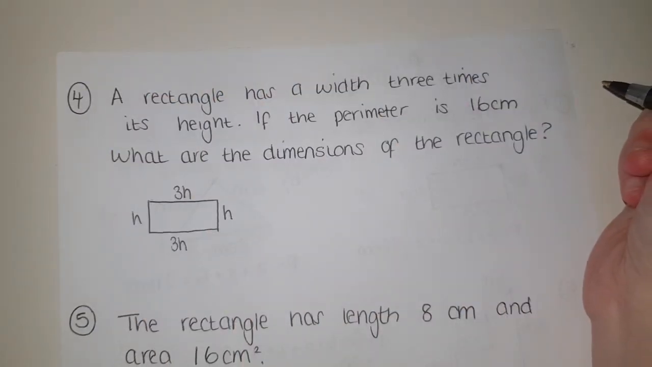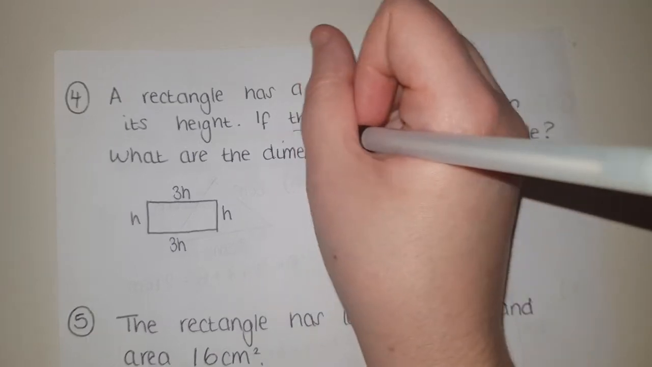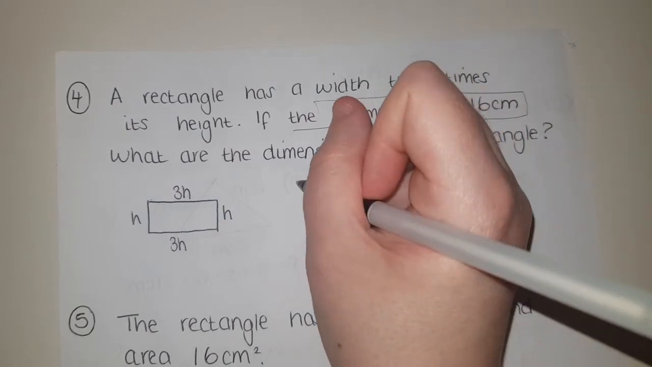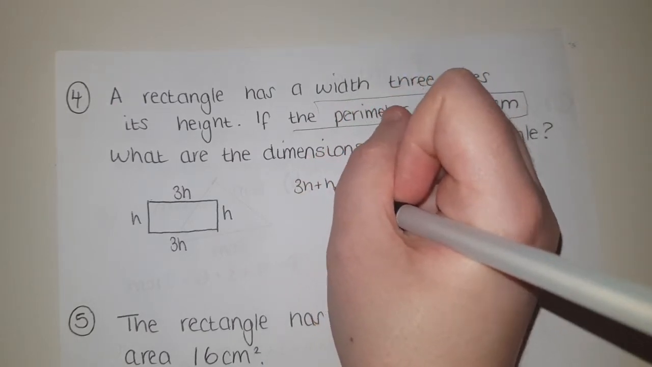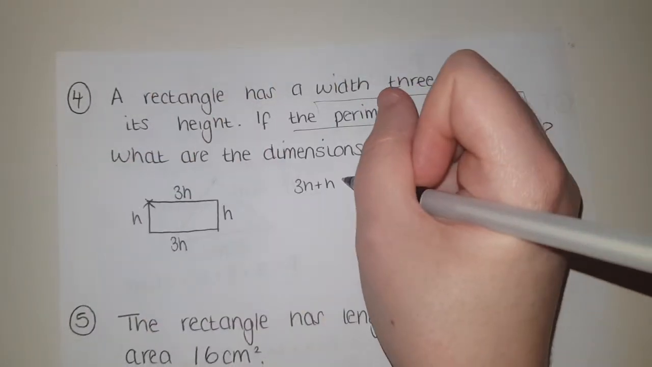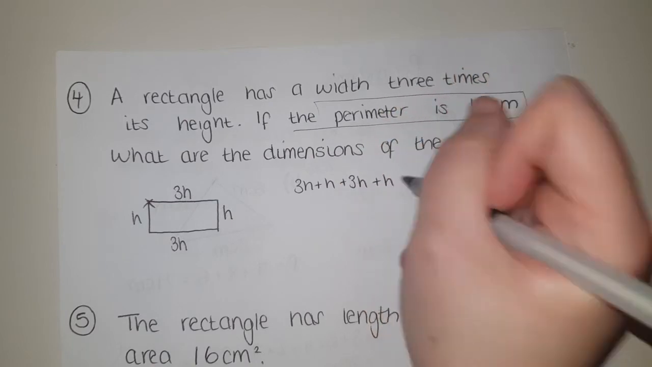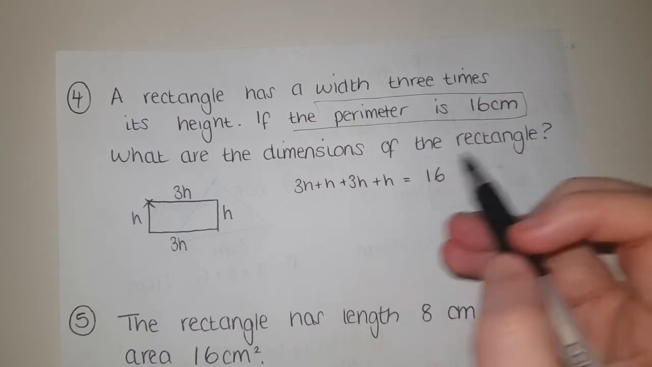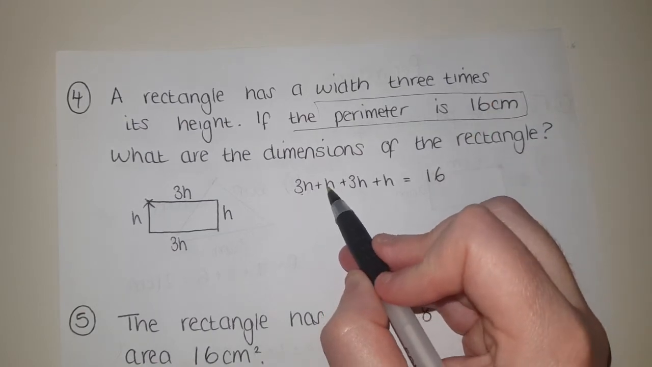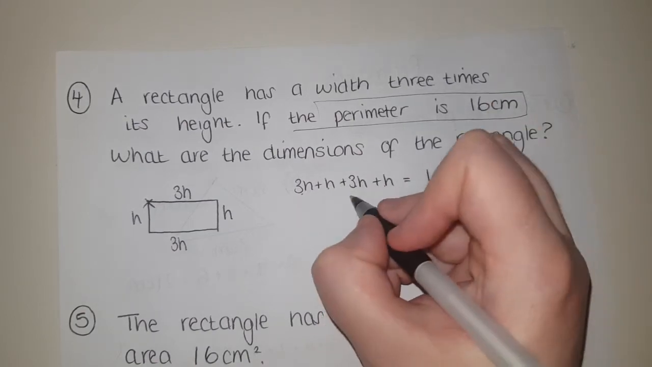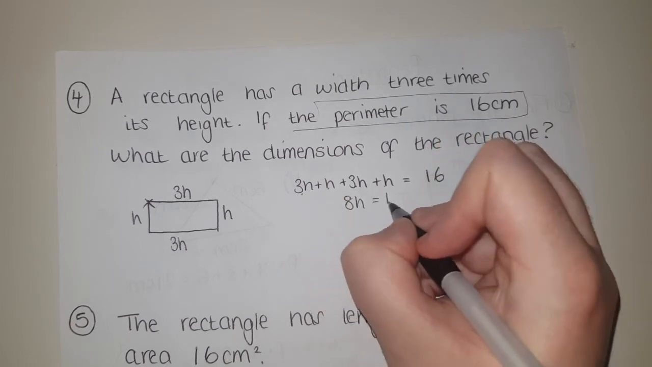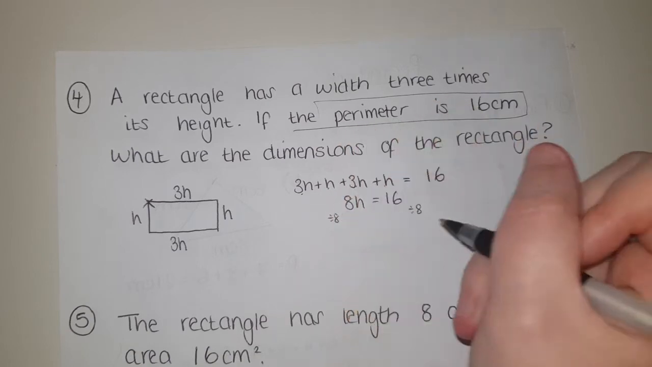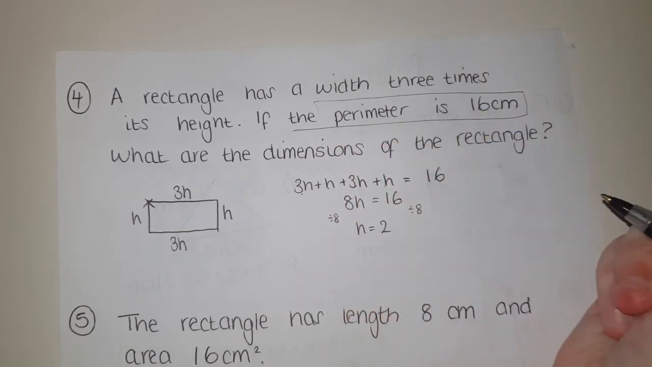Okay, we know the full perimeter is 16 centimeters. So if I do 3h, add h, again I've started from this corner, add 3h, add h, I know if I add them all up, it should equal the perimeter, which is 16. So I've got 3, 4 h's, 7 h's, 8h. So I've got 8h equals 16. So if I divide both sides by 8, that tells me that h equals 2.